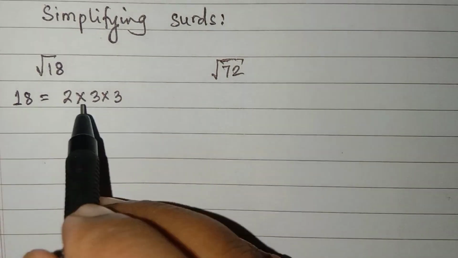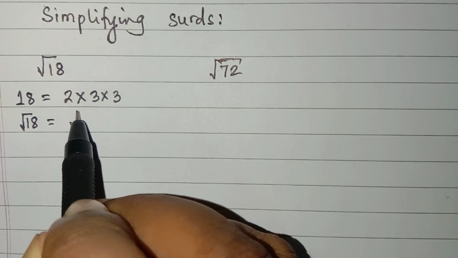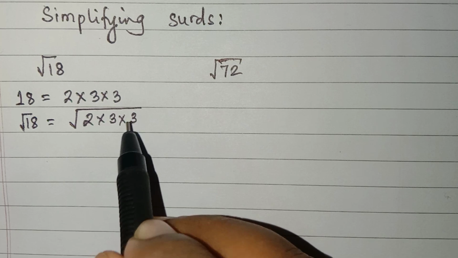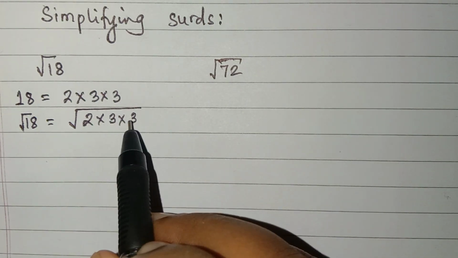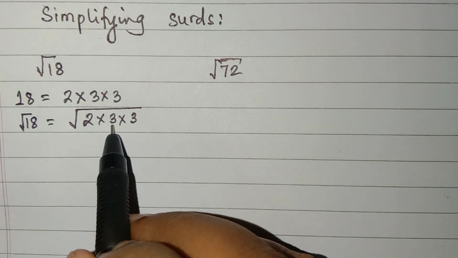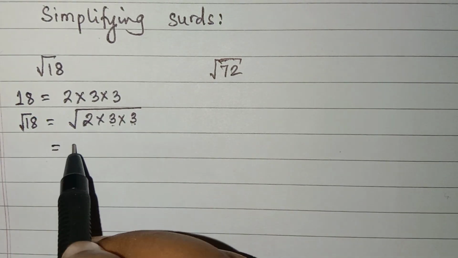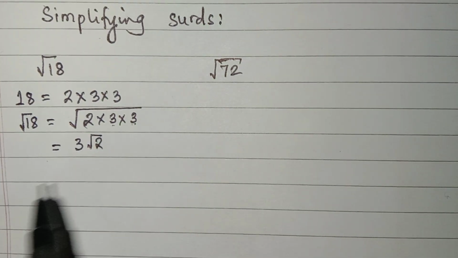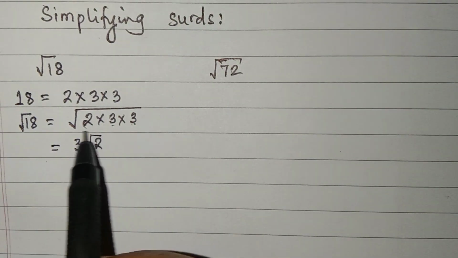So root 18 can be written as root of 2 into 3 into 3. Since this is a square root, a pair of numbers will be free from the root. So here I have a pair of 3. A pair of 3 will be free from this square root, so it comes out, and the 2 is alone, so it stays inside the root. Now root 18 is simplified as 3 root 2.